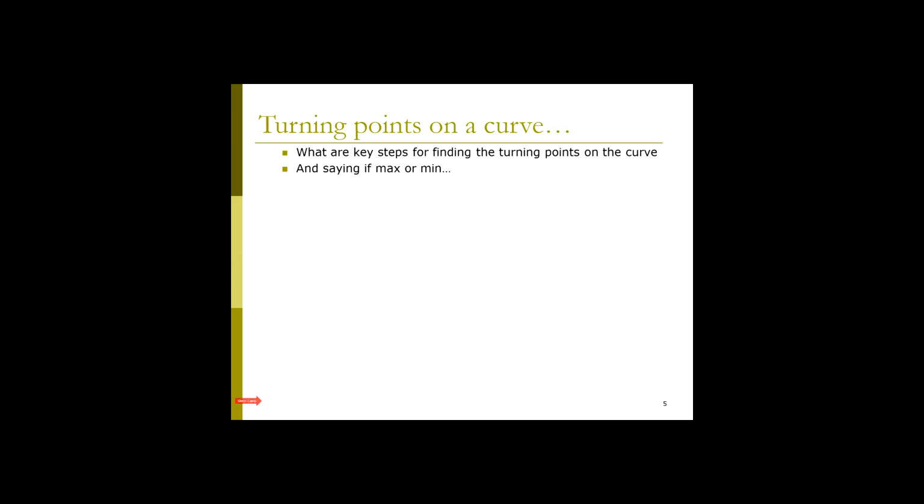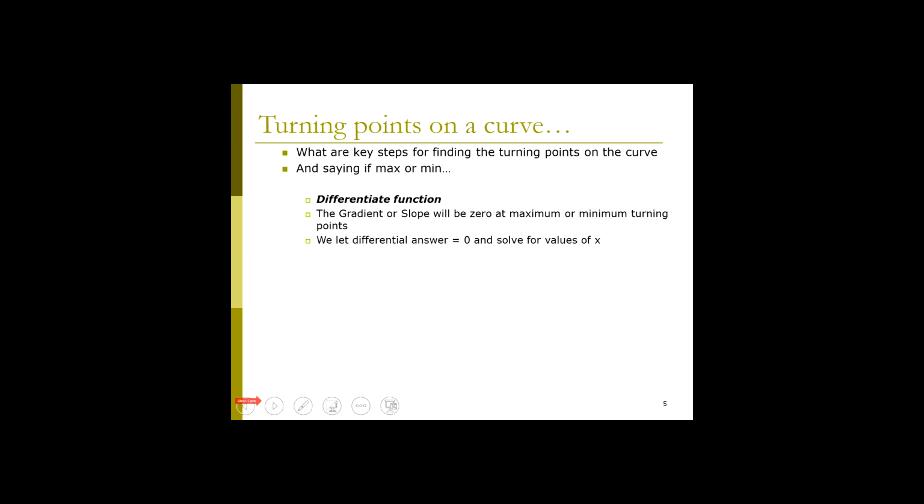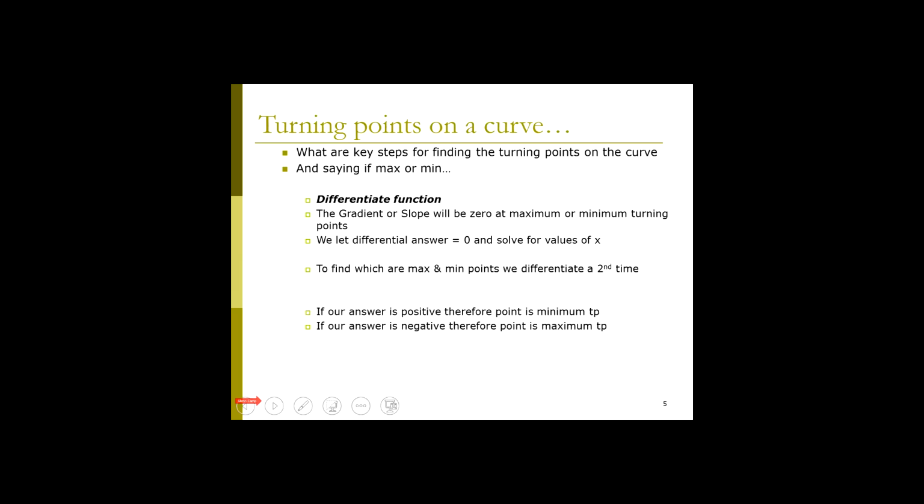Before we do that, let's review the key steps. First of all, we differentiate the function. Then, knowing that the gradient or slope is 0 at a maximum or a minimum turning point, we let our differential answer equal 0 and solve for values of x. To find which are maximum and minimum points, we differentiate a second time. If our answer is positive, we have a minimum turning point. If our answer is negative, we have a maximum turning point.